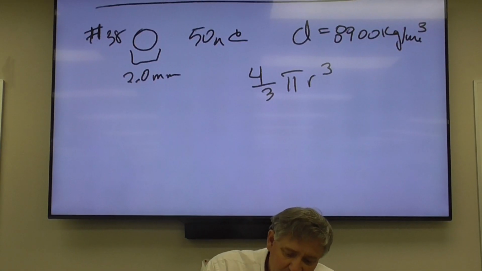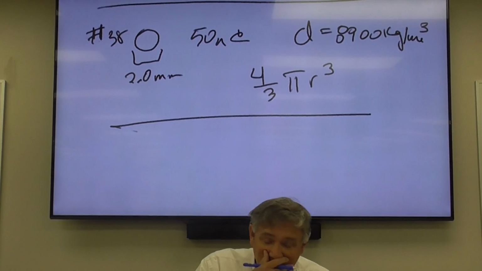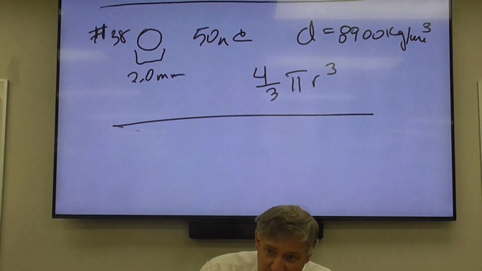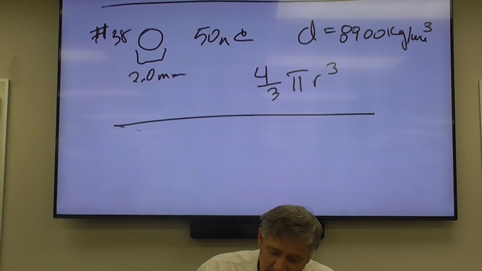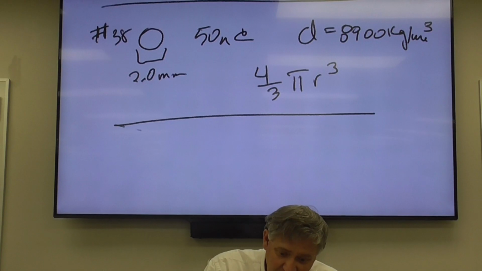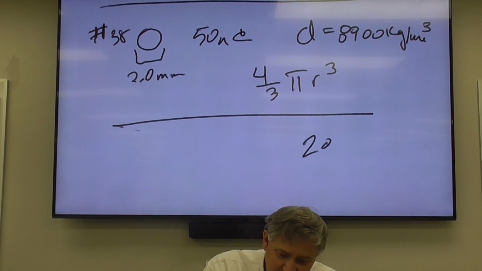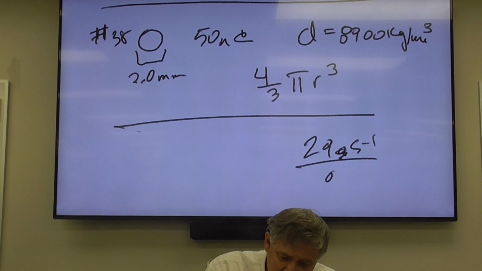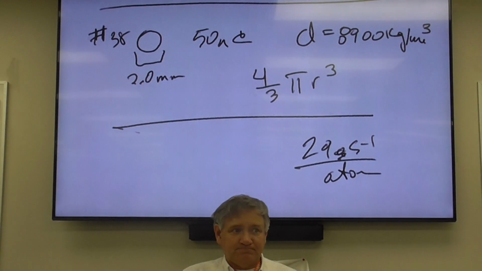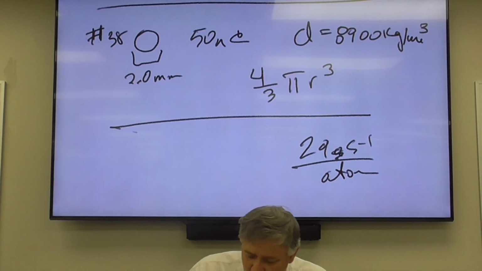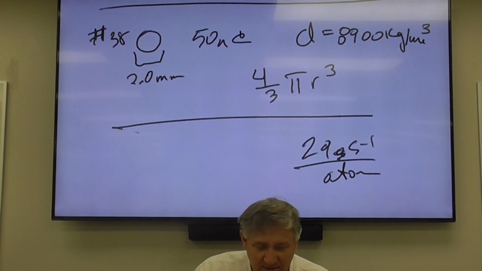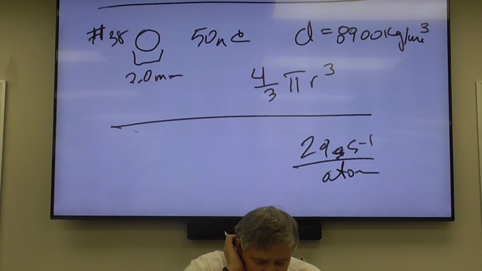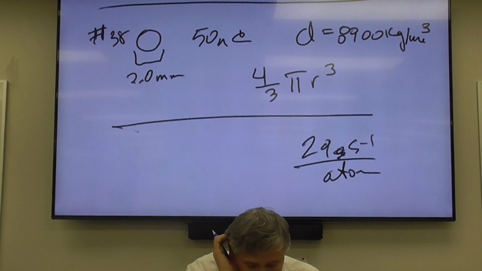Now, each atom of copper contains how many electrons? 29, because the atomic number is 29. So at some point you need to use the fact that there are 29 electrons per atom. Then once you get this, you can figure out, hey, what's the total amount of charge? So then you got the 50 nanocoulombs.